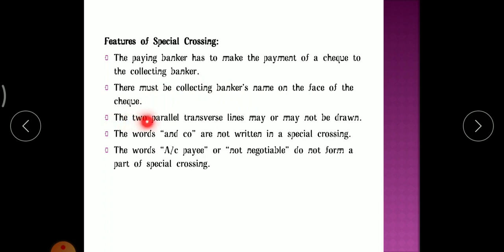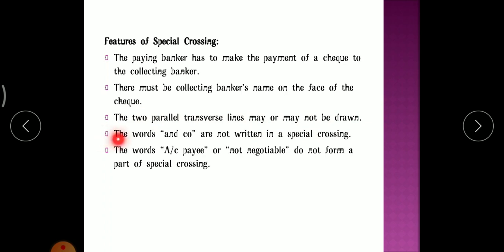The two parallel transverse lines may or may not be drawn. See here, the two parallel transverse lines are not necessary in special crossing. In general crossing, the two parallel transverse lines were necessary, but in special crossing, the two parallel transverse lines are not so necessary. May or may not be drawn.